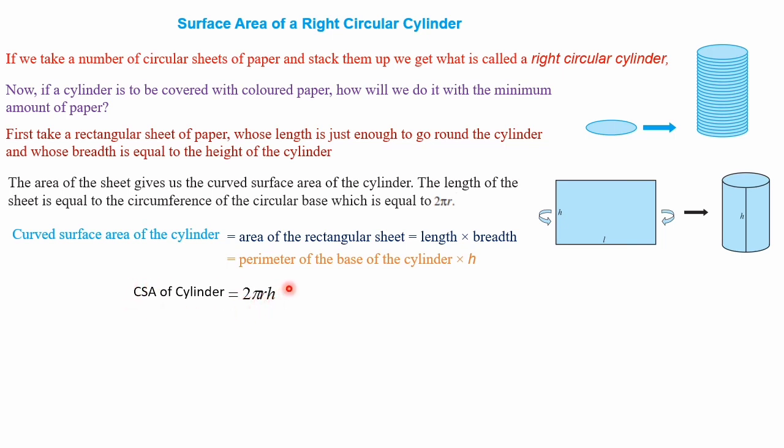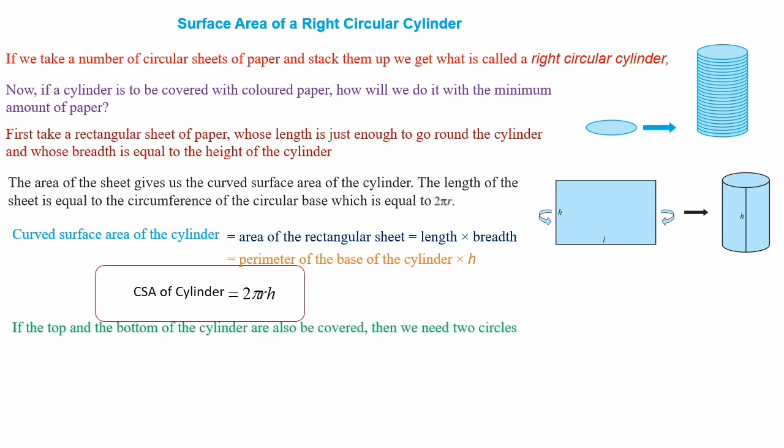Please do not memorize this formula by heart; learn how it is derived. It is quite simple. The curved surface area of a cylinder is base perimeter into height. The base is a circle, and its perimeter is 2 pi r, into h. That is how 2 pi r and h come, as we discussed through this experiment. So the curved surface area of a cylinder is 2 pi r h. Next, if the top and the bottom of the cylinder are to be covered, then we need two more circles.